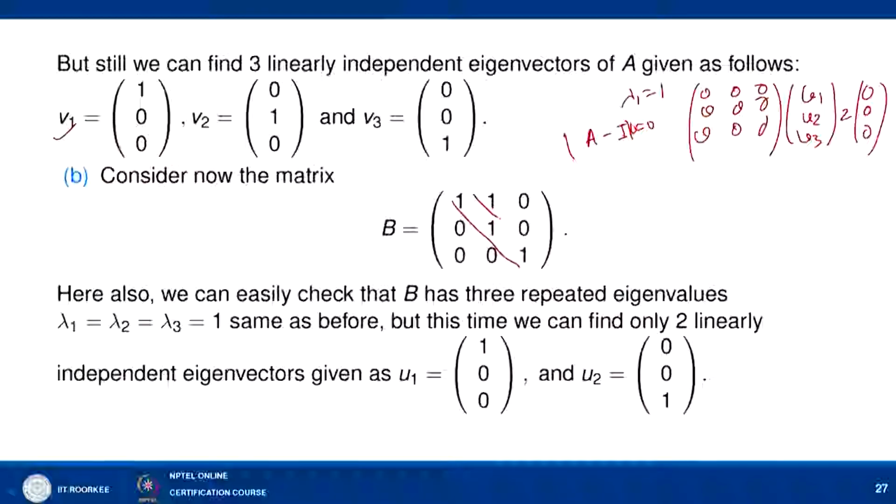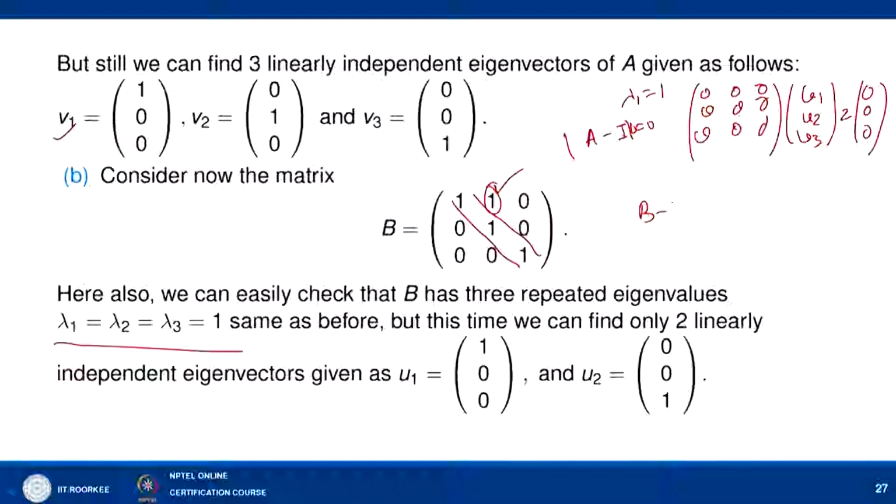Now, consider the second matrix, B. Here the diagonal entries are all 1, and only one off-diagonal entry is non-zero. In the previous case only the diagonal entries were non-zero and the rest were all 0, but here we have just perturbed our identity matrix and simply took one non-zero value at the 1 2 place. So, B is just a perturbed case of A. Since it is an upper triangular matrix, we can easily check that the eigenvalues are nothing but the diagonal entries. So, 1 1 1 are repeated eigenvalues in this case also, each one equal to 1, but here we have only 2 linearly independent eigenvectors.